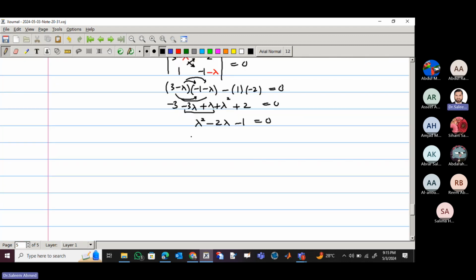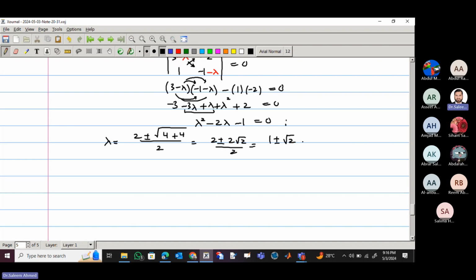So I think this was not a good choice. Not a good example. The reason is my answers are not whole numbers, so I have to use the quadratic formula. 2 plus minus 4 minus plus 4. See, so we got 4 2s are 8. So 2 square root of 2 divided by 2. So it is 1 plus minus square root of 2.